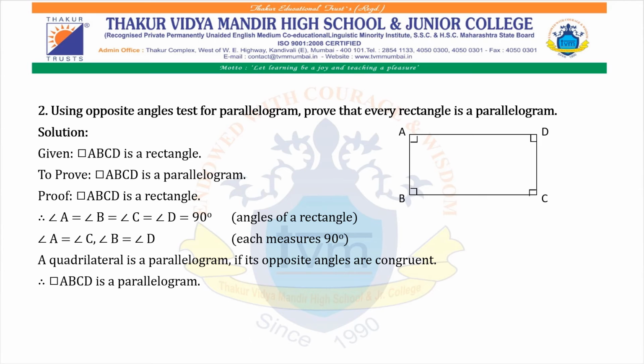Quadrilateral ABCD is a rectangle. Therefore, angle A is equal to angle B is equal to angle C is equal to angle D is equal to 90 degrees, angles of a rectangle. So, angle A is equal to angle C and angle B is equal to angle D. Each measures 90 degrees. A quadrilateral is a parallelogram if its opposite angles are congruent. Therefore, quadrilateral ABCD is a parallelogram. Test for parallelograms.